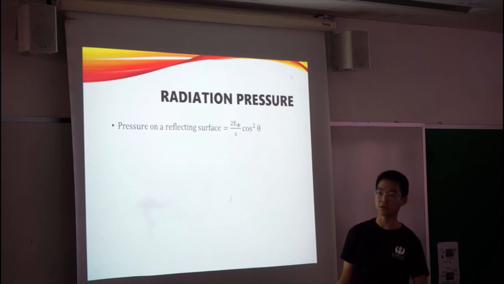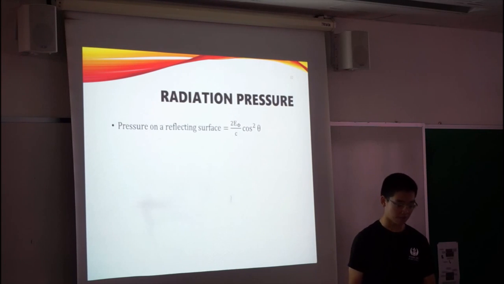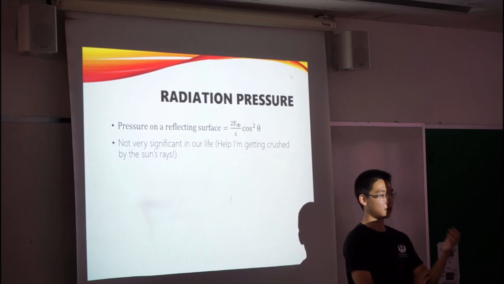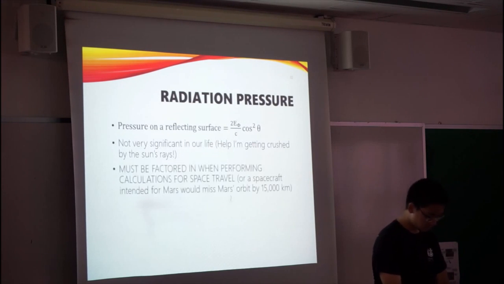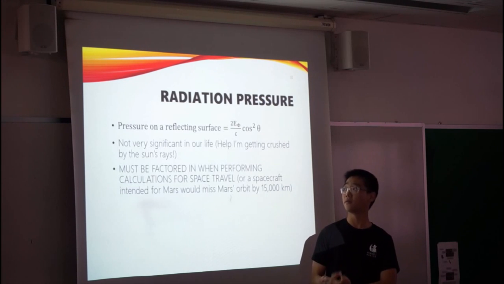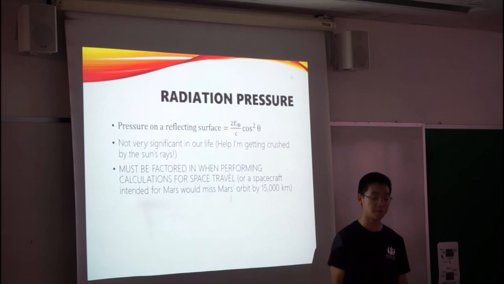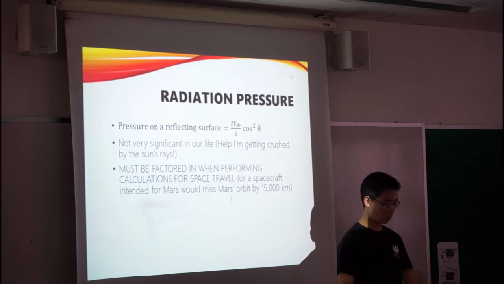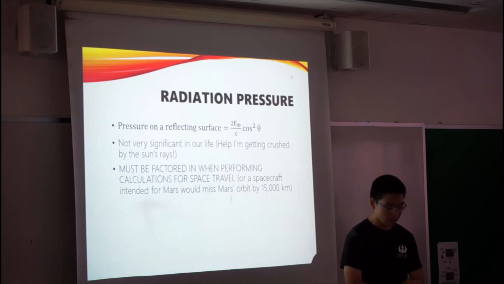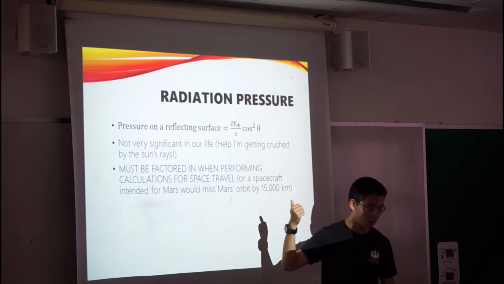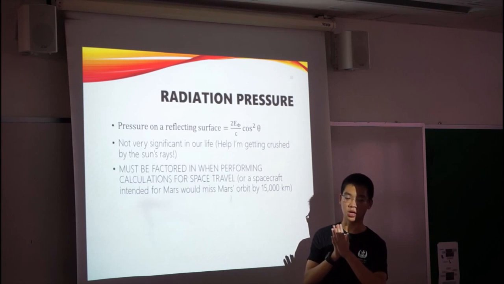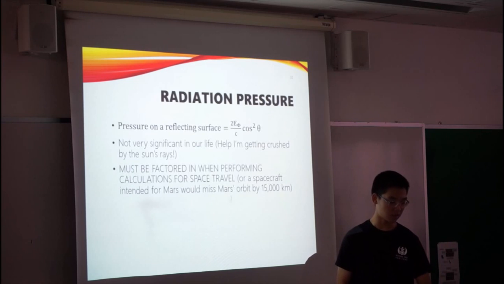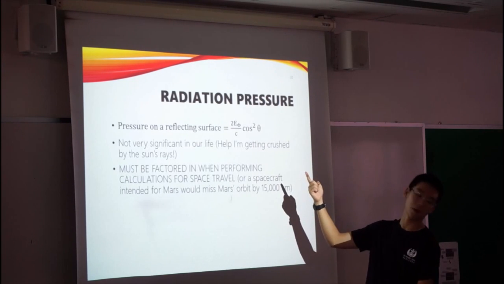You can see, qualitatively, it's quite logical that if you increase the intensity of light, the radiation pressure experienced will also be higher. We know that this is not very significant in our life because the main danger that the sun poses to us is not by crushing us, but by damaging our skin cells, etc. However, we have to factor this in when calculating the trajectory of spacecraft in space. Although the radiation pressure, especially from the sun, is quite minor, in space there's no air, so very little drag. There are no retarding forces to counteract this pressure, which means that if you do not calculate for it, your spacecraft will get more and more skewed away from the planned trajectory. To put it into perspective, a spacecraft intended for Mars will miss its orbit by 15,000 kilometers if you do not take this into account.